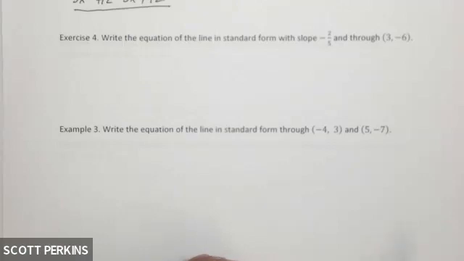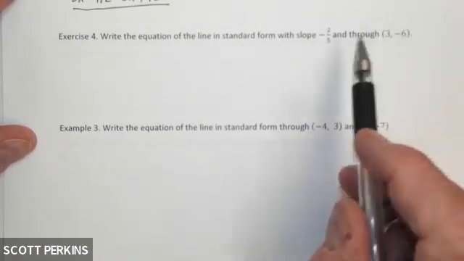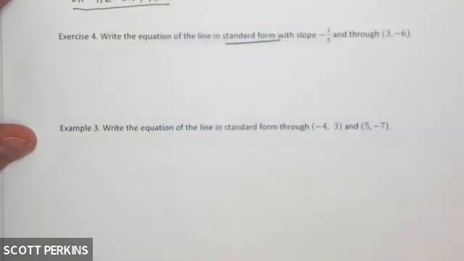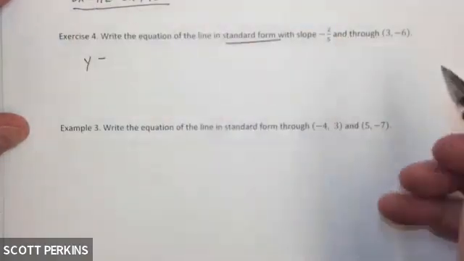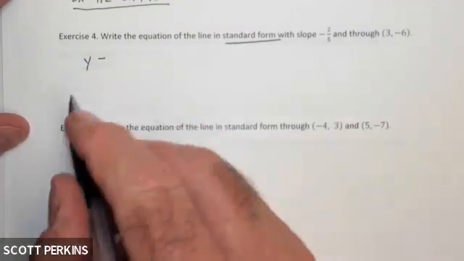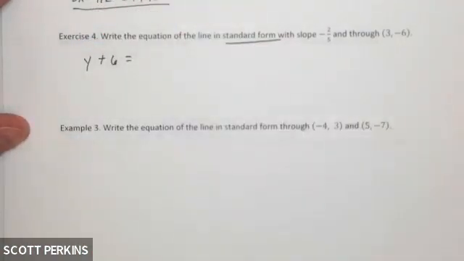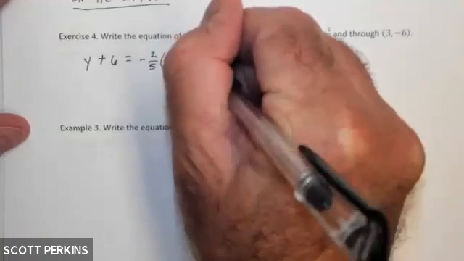All right, so I'm just going to get started here. If you're still working, keep working. We'll meet up. I've got a point. I've got a slope. I've been asked to put this in standard form one more time because we're practicing that. So I have y minus and then -6. So y minus a -6 will be y plus 6. And then my slope is -2/5. And then I have x minus 3.